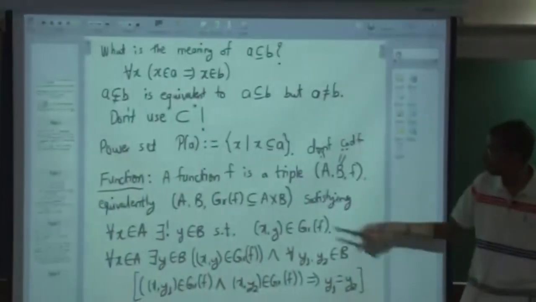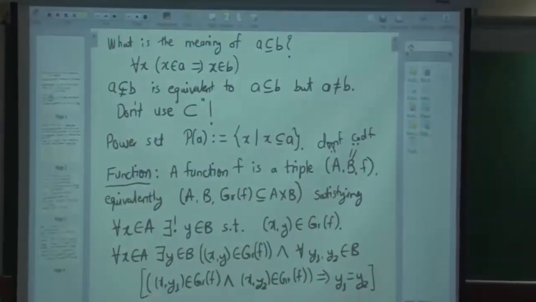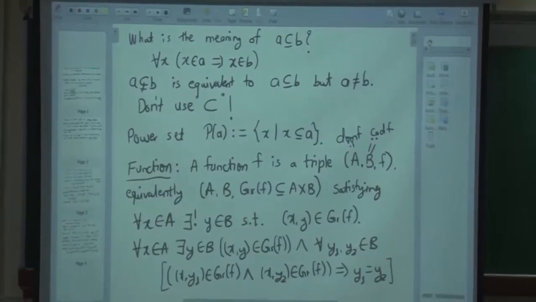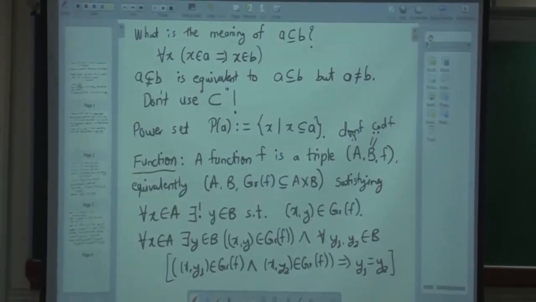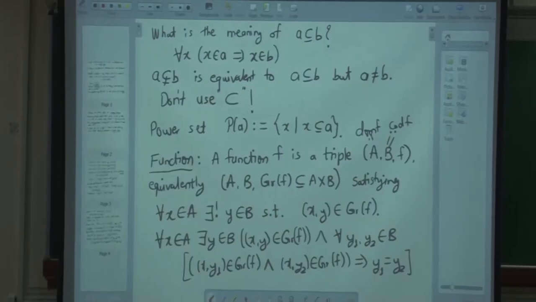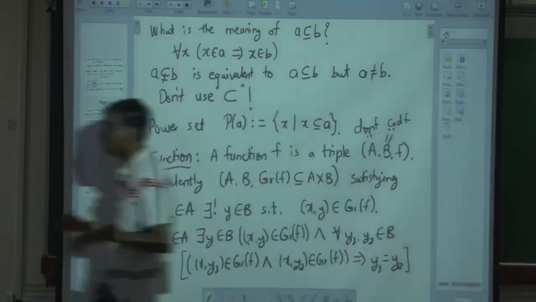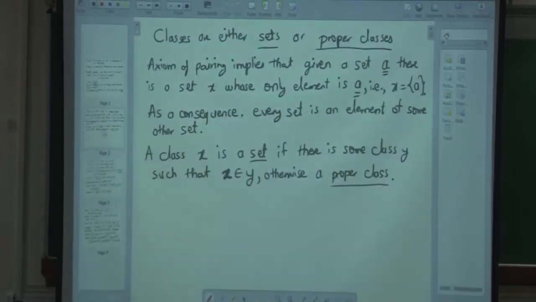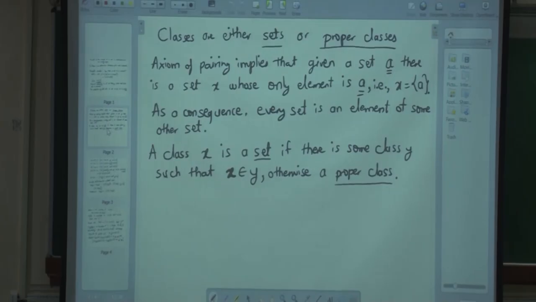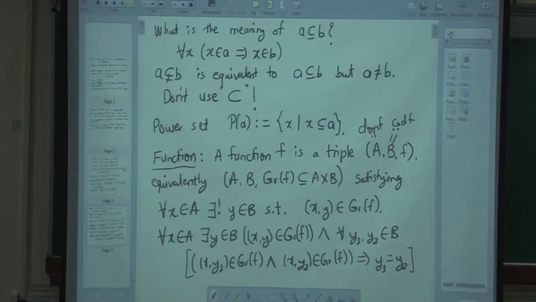In set theory, everything is a set. So therefore, now graph of F is an element of power set of A cross B, and therefore the collection of all such graphs is a subset of power set of A cross B, which means it is an element of its power set. So, remember that we said over here, a class is a set if it is an element of something. Okay, so we have already got that.